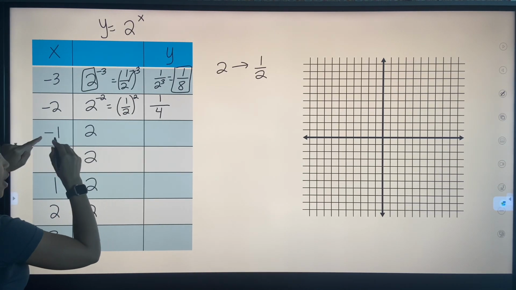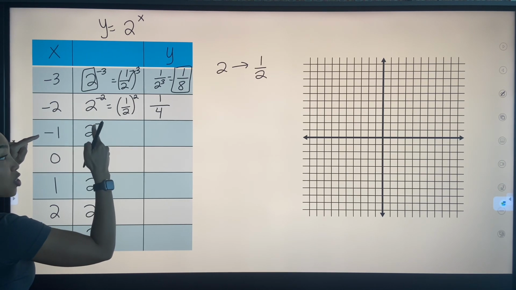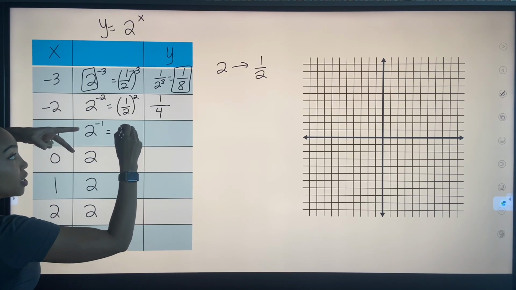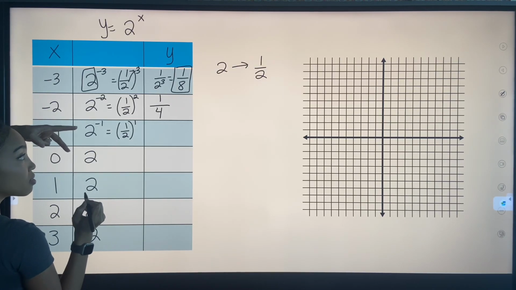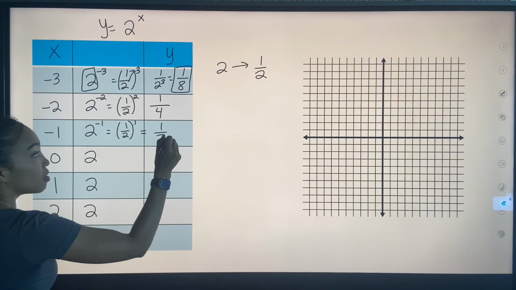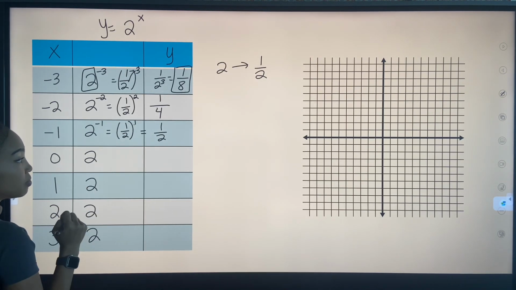Let's do this one. Your exponent is a -1. Whenever you have a negative exponent, you have to do the reciprocal. That means you flip it. It'll be 1/2. Now your exponent is positive. Whenever you have an exponent of 1, it's just your base, it's just your answer.